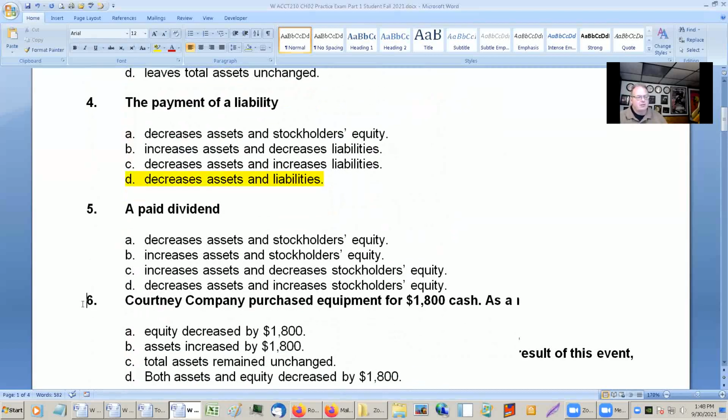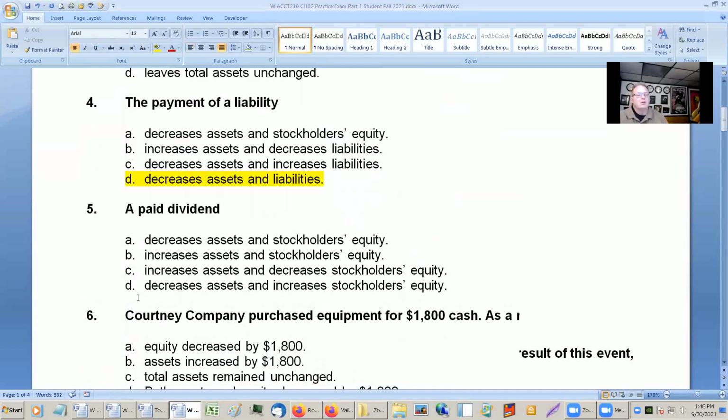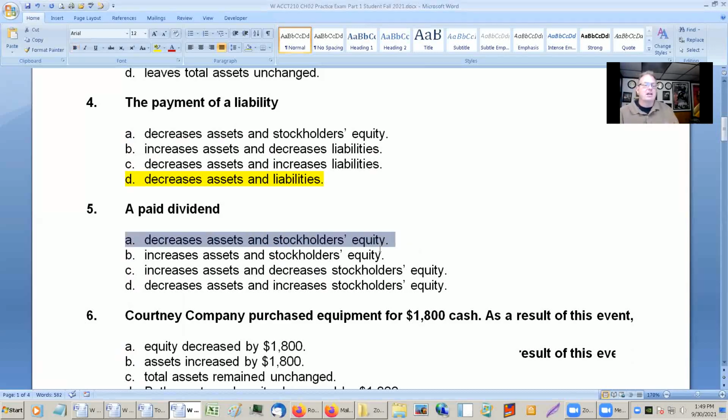Paid a dividend. It's A. It looks like you guys tied on that one. That one's kind of a quirky one. So it decreases assets and stockholders' equity. The dividends come out of retained earnings.